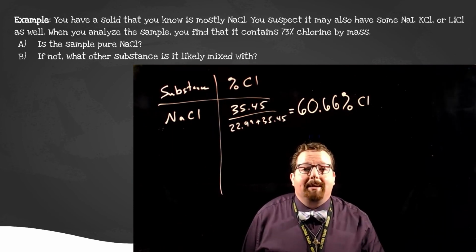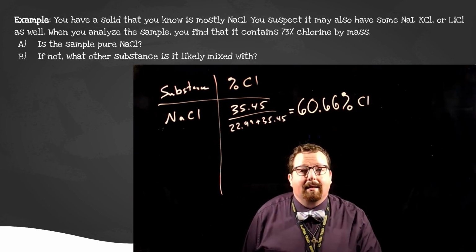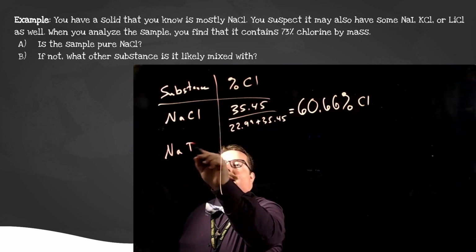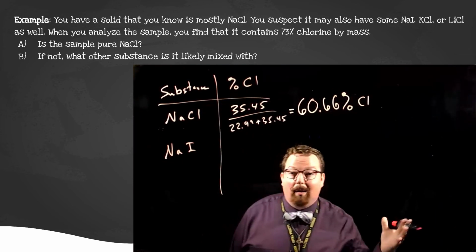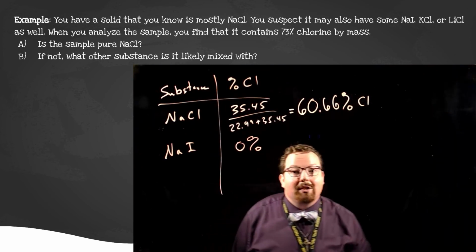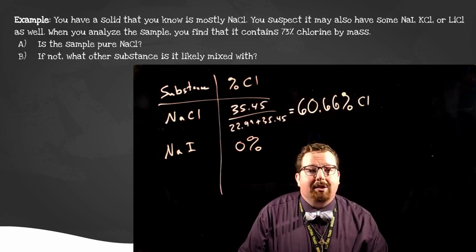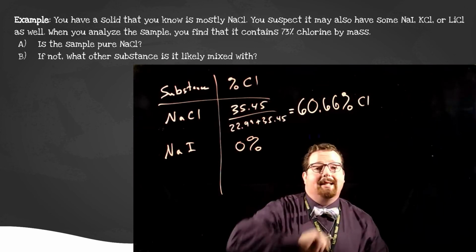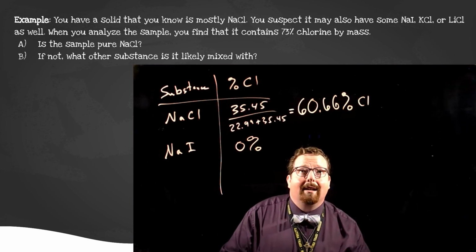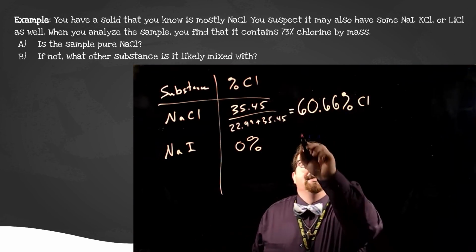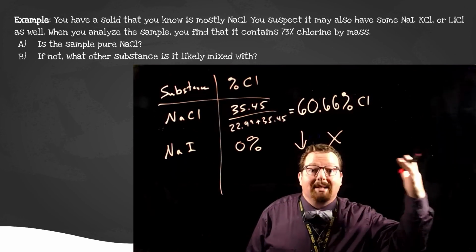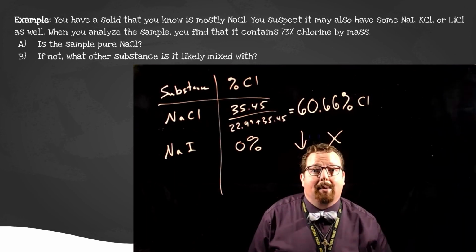Let's find the percent compositions of the other three substances that we think might be mixed with our sodium chloride. First up is sodium iodide. There's no chlorine in sodium iodide, so it has a 0% composition. If the percent composition of chlorine is supposed to be 60.66, and we mixed it with something that had 0% chlorine in it, that would bring our number down. So this must not be our culprit because our number was higher. It was 73 instead of less than 60.66.